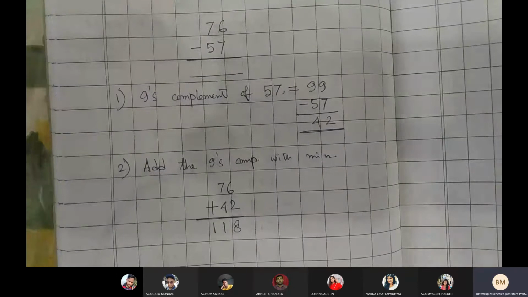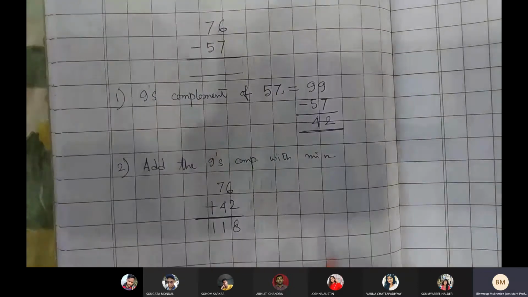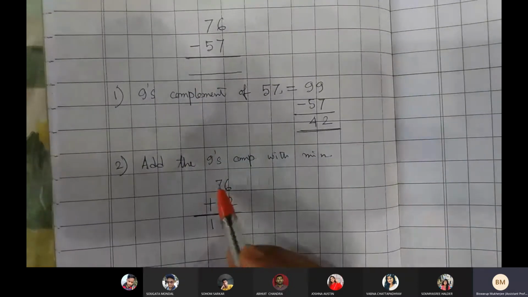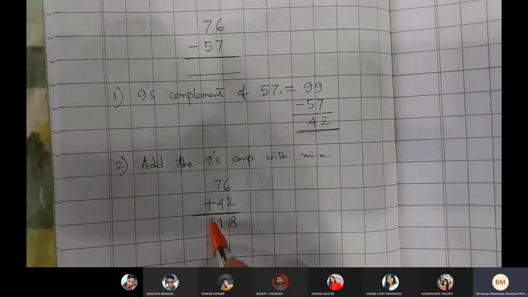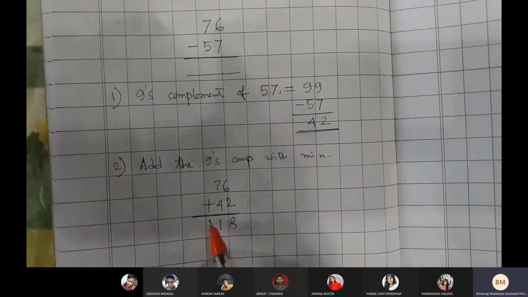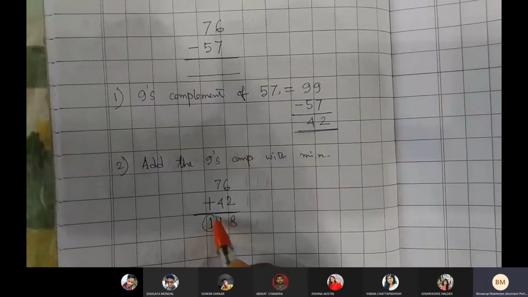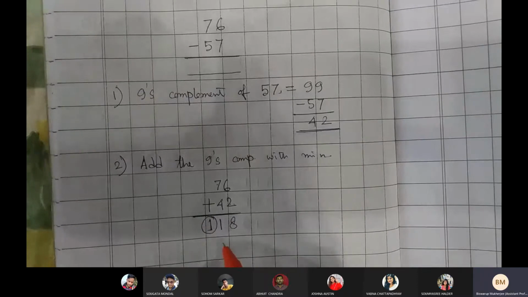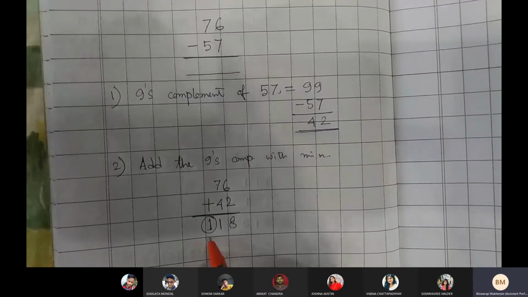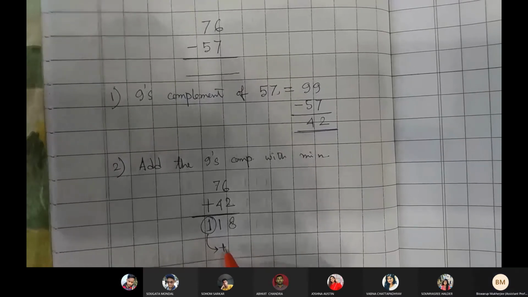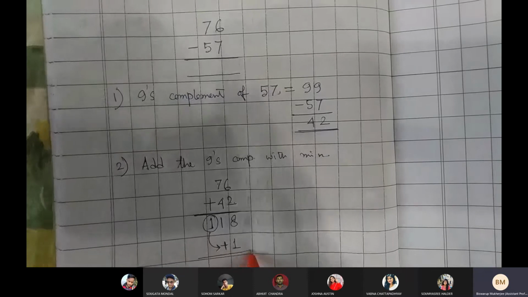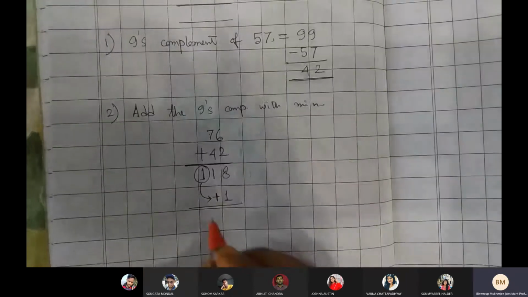Now, this is a 2-digit number addition. The answer comes 3-digit. That means carry has generated. If carry has generated, add the carry again. Add the carry. So that becomes 19.